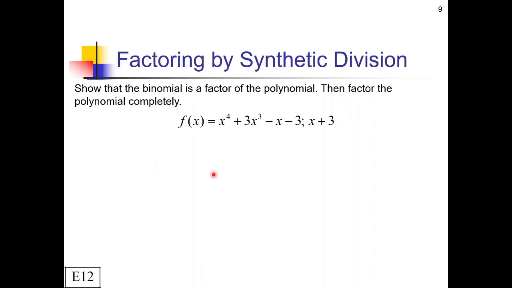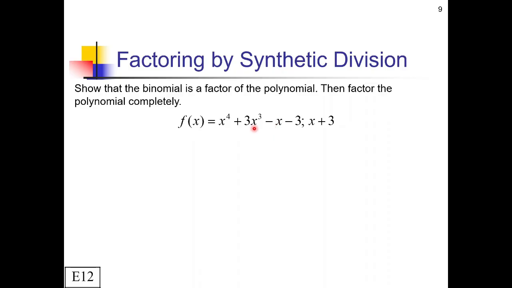So here's our last example. This is another one where you need to show that the binomial is a factor and then factor the polynomial completely. Pause the video and see if you can go all the way with this one. Alright, so we can do this exactly like we did the last problem, and I'm going to show you that. But before we do, it is worth looking to see that we actually have 4 terms here. So if all you needed to do was factor this completely, you actually could try factoring by grouping, and you would see that this would get you all the way to a solution.